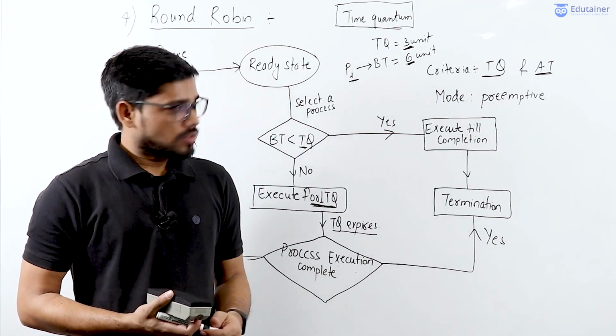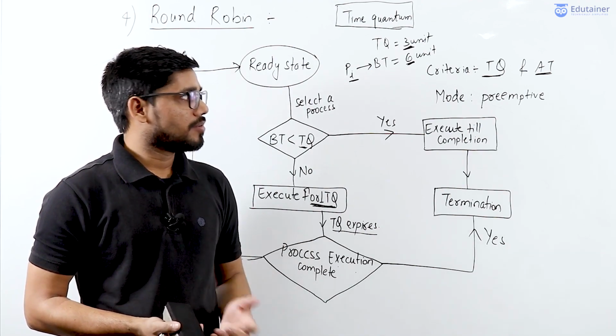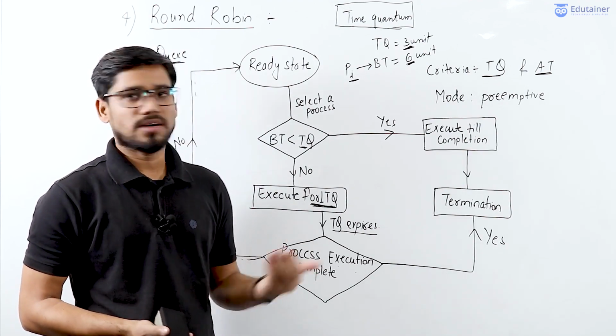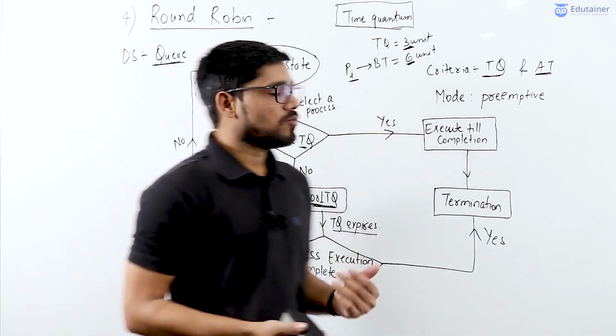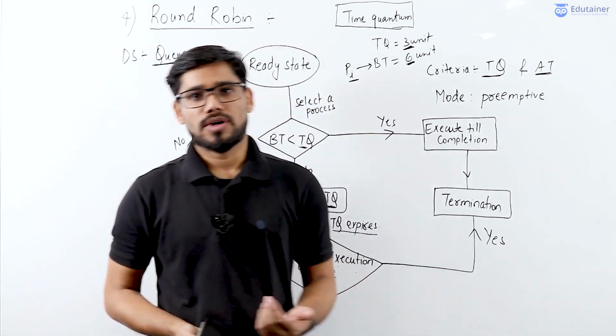Let's see the analysis factors in later videos. First we will see the examples. So in the next video, we will see an example related to the round robin algorithm.